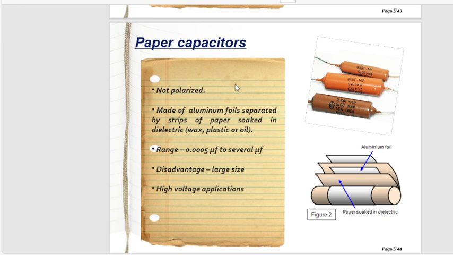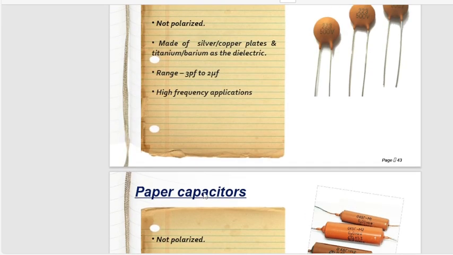Then we talk about the paper capacitors. Here you can also look at how the paper capacitors look. It's also not polarized, made of aluminum foils separated by strips of paper soaked in dielectric. If you open the capacitor, you will see the same paper soaked in dielectric, and its range is from 0.0005 uF to several uF. Its disadvantage is that it's large in size, and its application is high voltage applications. Look at this, it's high voltage, not high frequency applications.